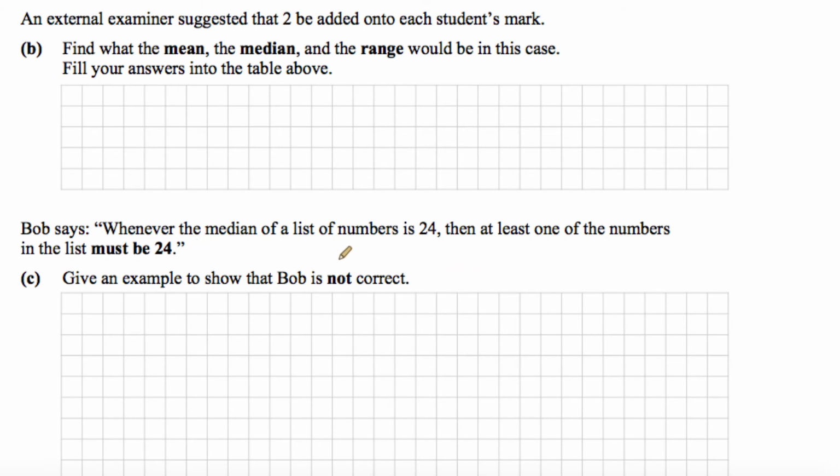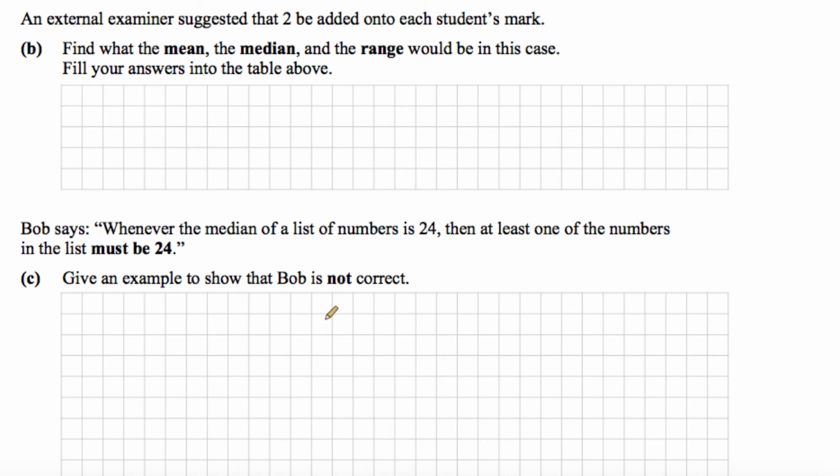Part C, Bob says whenever the median of a list of numbers is 24, then at least one of the numbers in the list must be 24. Give an example to show that Bob is not correct. Okay, so all you need to do here is give a list of numbers that have a median of 24 where 24 is not in the list.